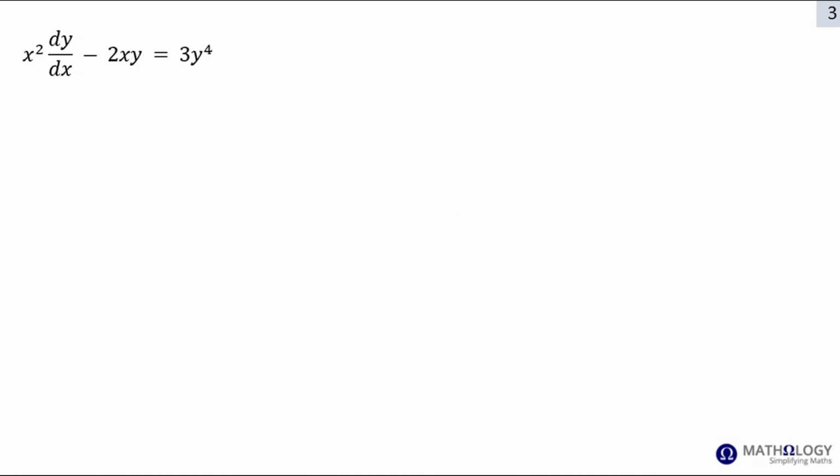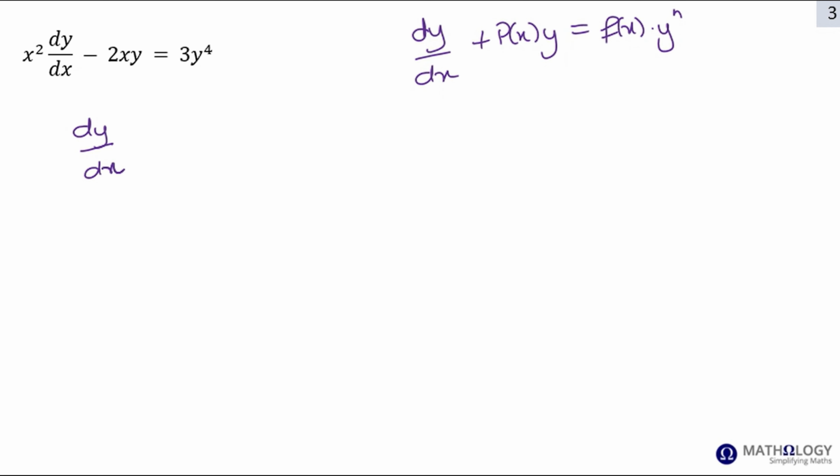This differential equation is not in standard form. Just recall that the standard form of the Bernoulli equation is dy/dx plus p of x times y equals f of x times y to the n. So putting this into standard form, we're going to divide through by x squared.